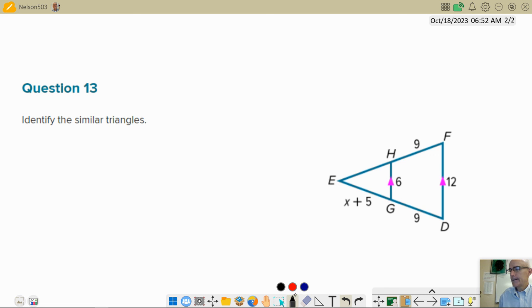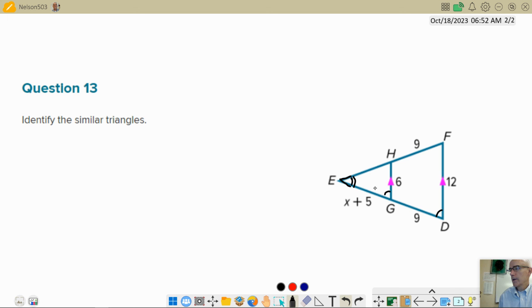And let's see, I've got parallel sides again. So these are corresponding angles instead of the alternate interior angles that we had a second ago. And then we've got that shared one called the reflexive property here. E is in both triangles, right? And so let's see here.